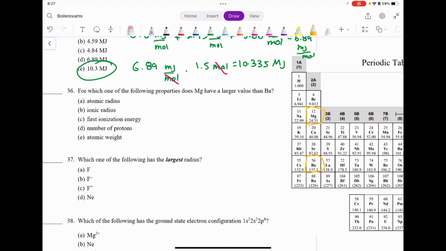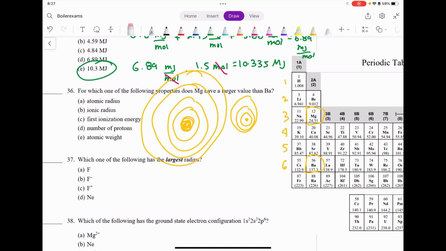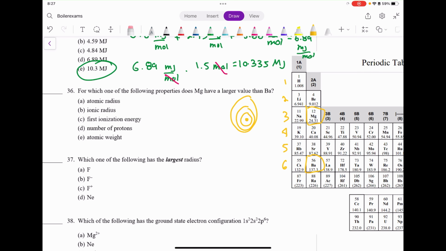Magnesium has 12 protons, and it only is occupying 3 energy levels, as opposed to barium's much bigger nucleus, which has 56 protons, and it has 6 whole energy levels, much bigger. I think that's pretty intuitive. As you go down, you add more protons and stuff, the element gets bigger. B, ionic radius, exact same reason as answer choice A. It's bigger. So that's not the case.